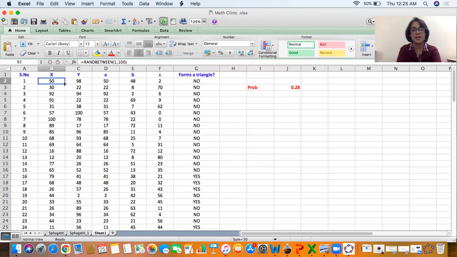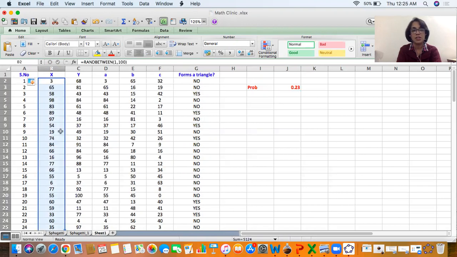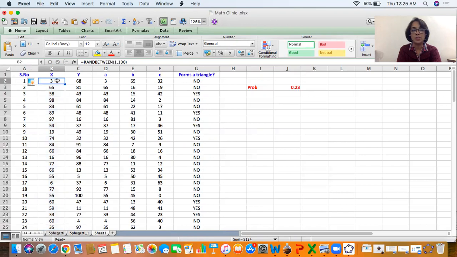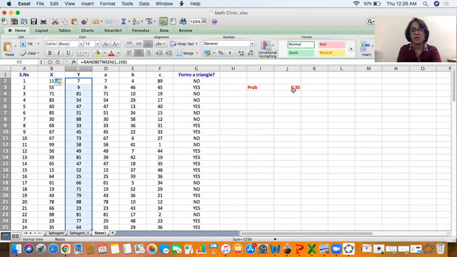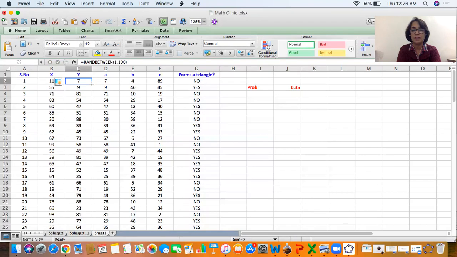Now, if I just double click anywhere on the sheet, I will get a new set of 100 simulations, and now the probability is 0.23. So do keep seeing how the probability is changing. Now it's 0.35, whereas the classical probability is 0.25. So if you keep doing this, you will get different values of the probability, and these are empirical probabilities. They will not be exactly 0.25, but they will be somewhere around that.